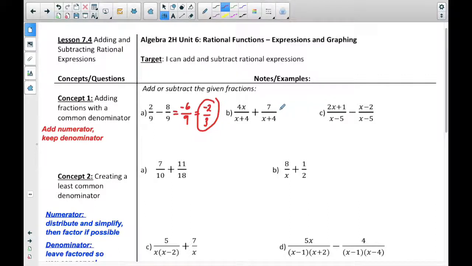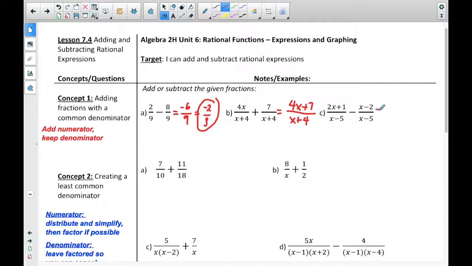Same thing if you have any kind of variables. We still have a common denominator, and so we're going to do the same thing. That is, we're going to keep that denominator the way it is, and we're going to add the numerator together. And so that would be your answer for example B.